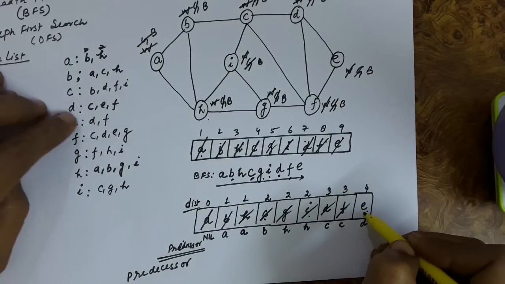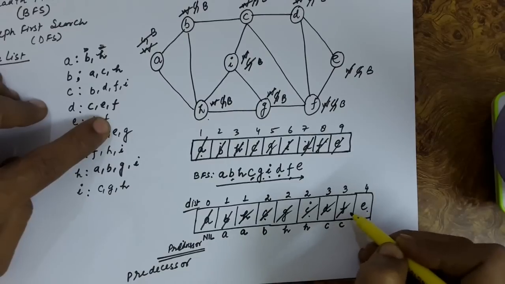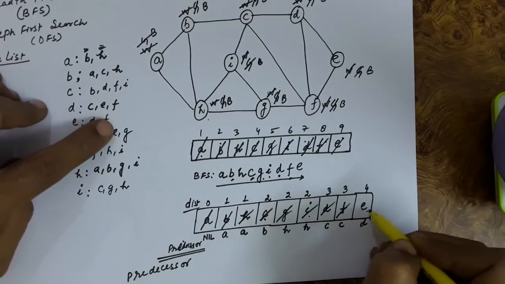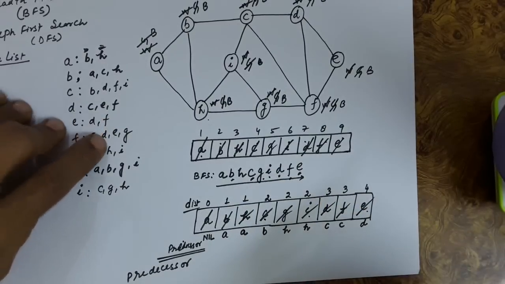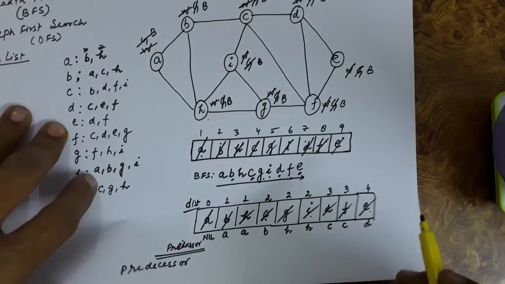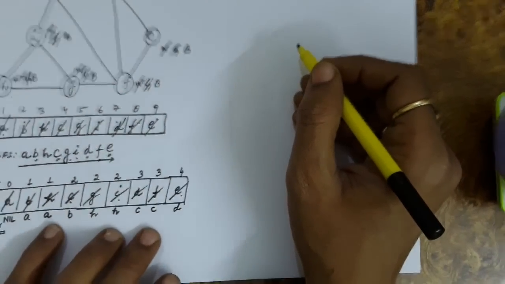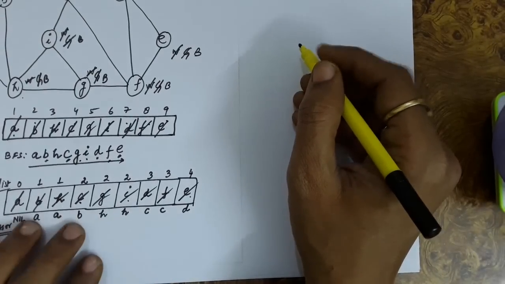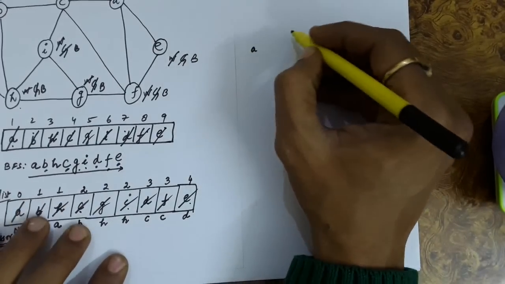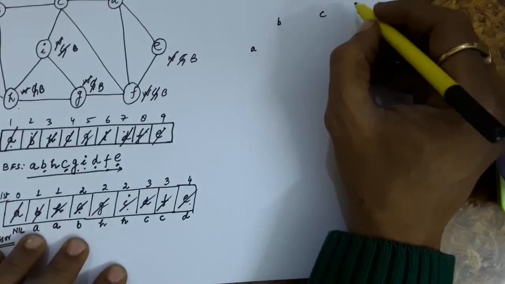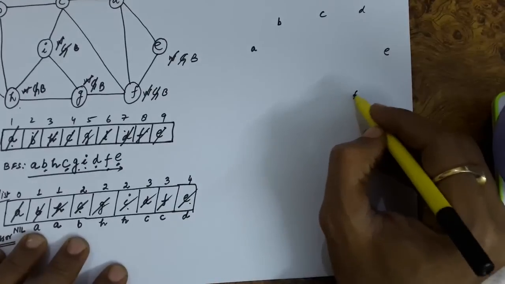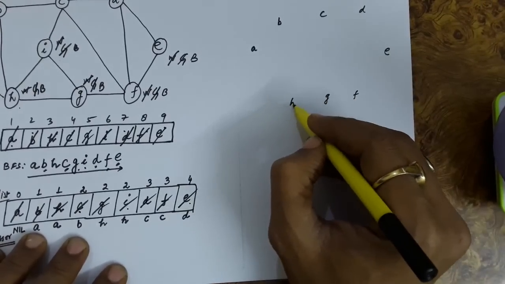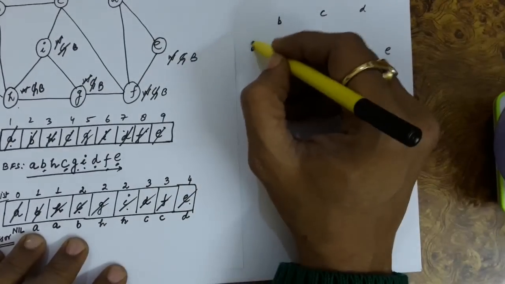From E, the connections are D and F. D is there, F is there, no more connection will be added in this queue again. So E is removed and added to the BFS sequence. So after doing so, what we have achieved, if you see, if we form the vertices only in here, A, B, C, D, E, F, G, H and I.